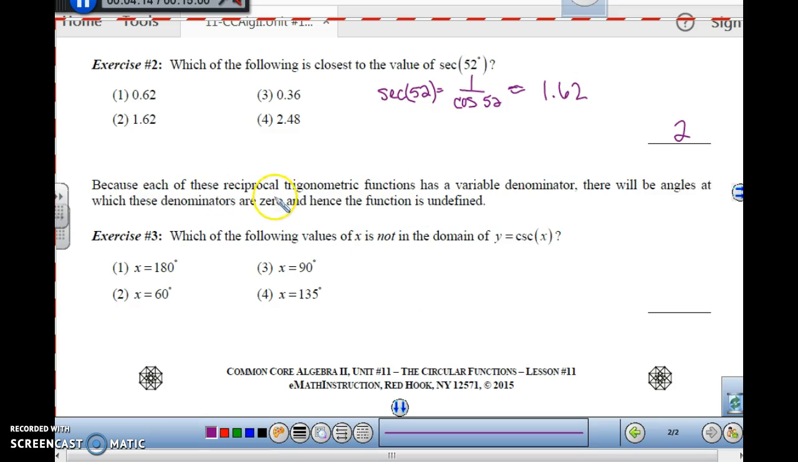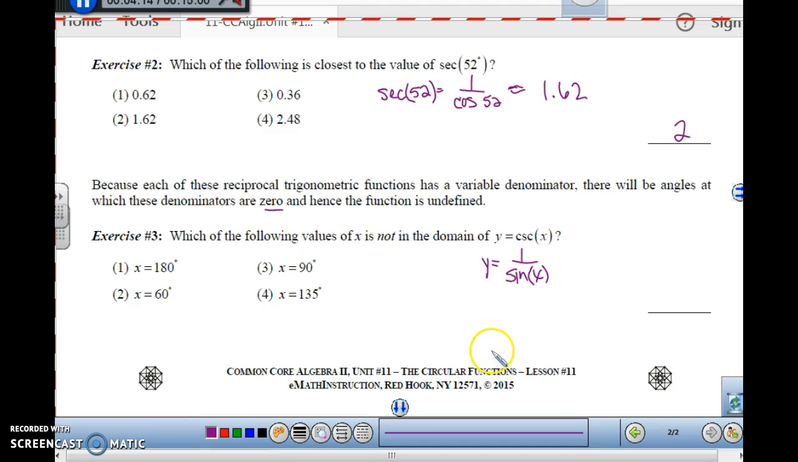All right, because each of these reciprocal trig functions has a variable denominator, there will be angles at which these denominators are 0, and hence the function is undefined. So which of the following values of x is not in the domain of y equals cosecant of x? All right, now remember, cosecant is y equals 1 over sine of x.